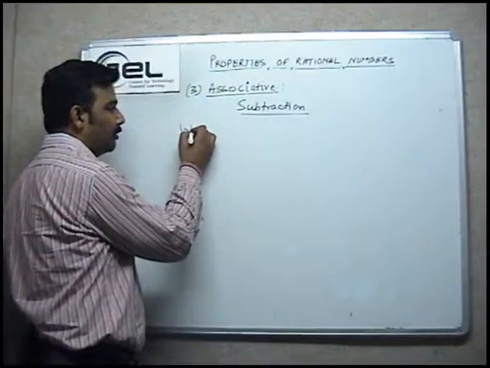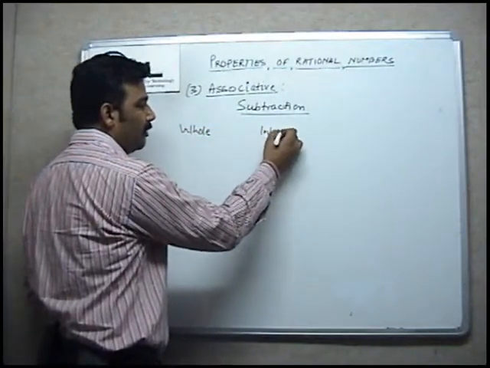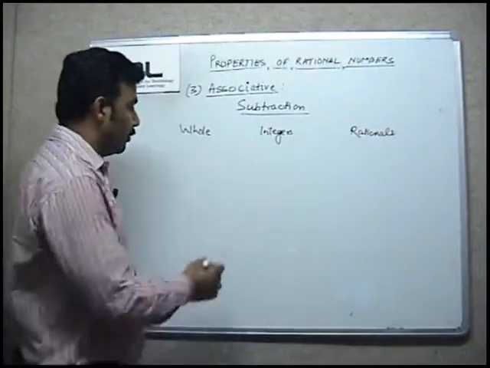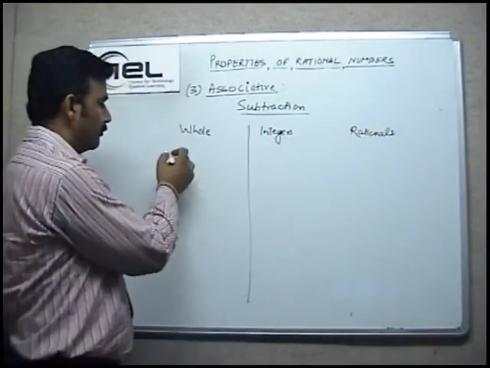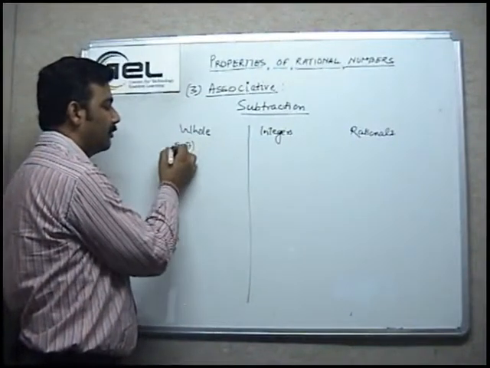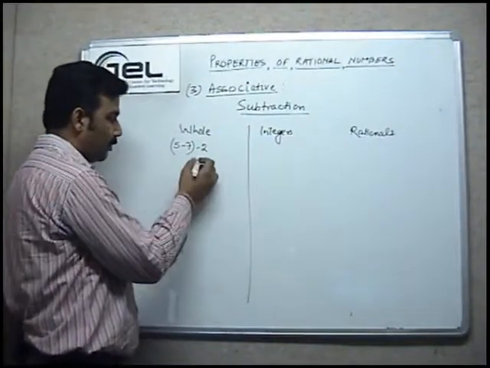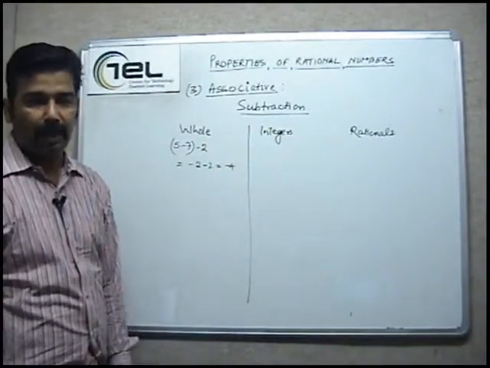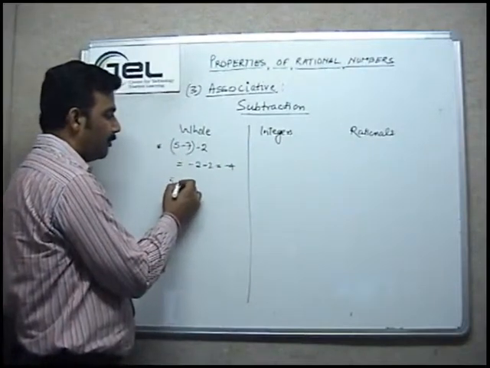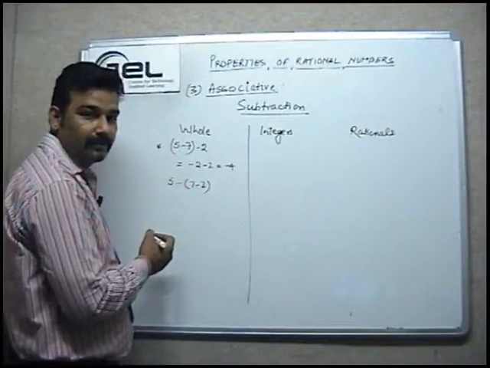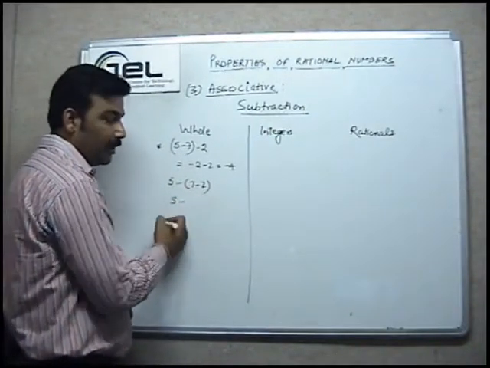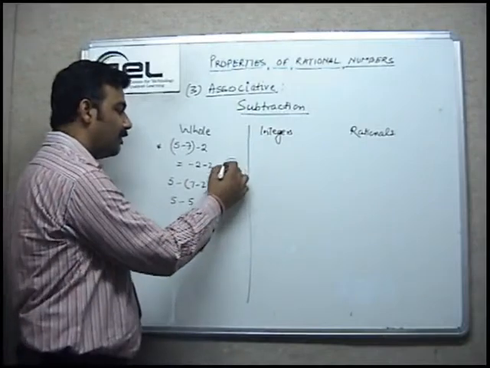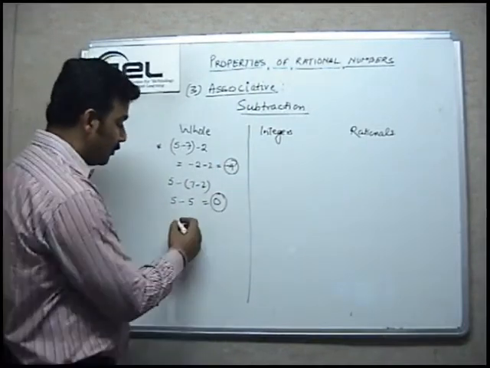I'm taking whole numbers, integers, and rationals. In whole numbers, what is happening? 5 minus 7 minus 2 is equal to negative 2 minus 2, which is negative 4. Clear? Let's check 5 minus the difference of 7 and 2. 7 minus 2 is 5, and 5 minus 5 is 0. Are they equal? No, they are not equal. So it does not hold.